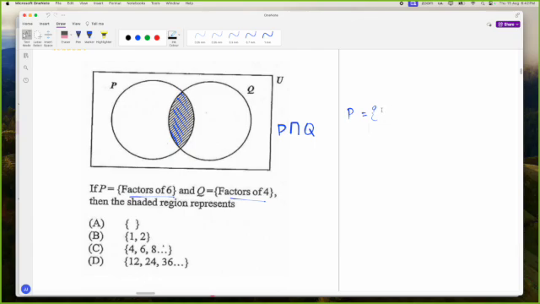So the factors of 6 are 1, 2, 3. Yeah, these are the factors of 6: 1, 2, 3, and not 4, not 5, and 6. So these are the factors of 6, which is P, and Q, the factors of 4, would be 1 and 2 and 4.